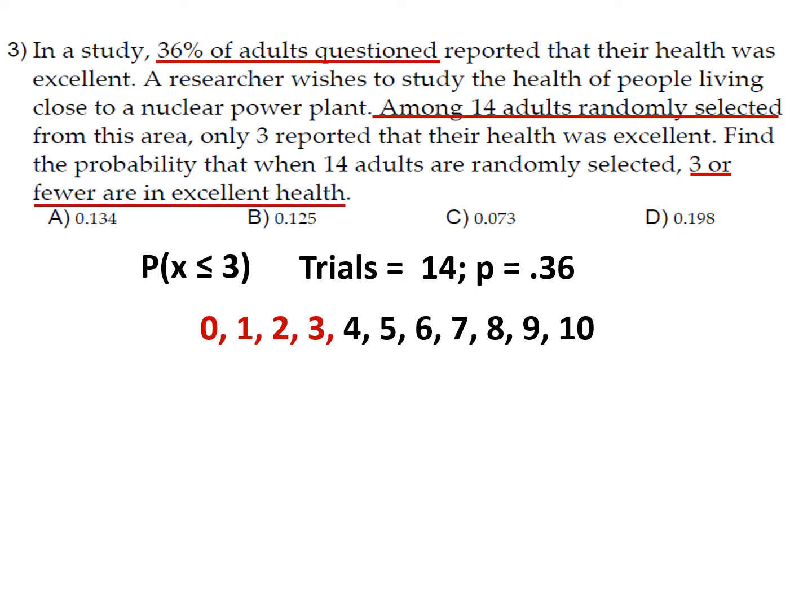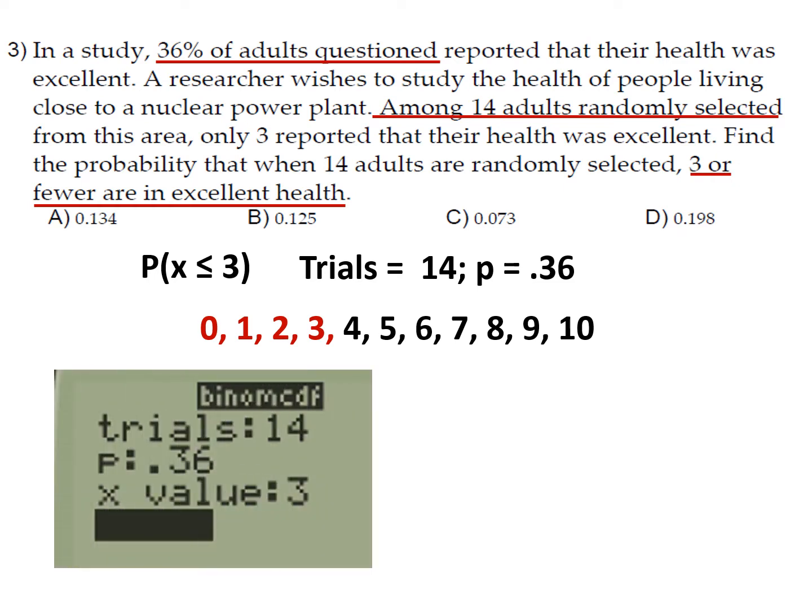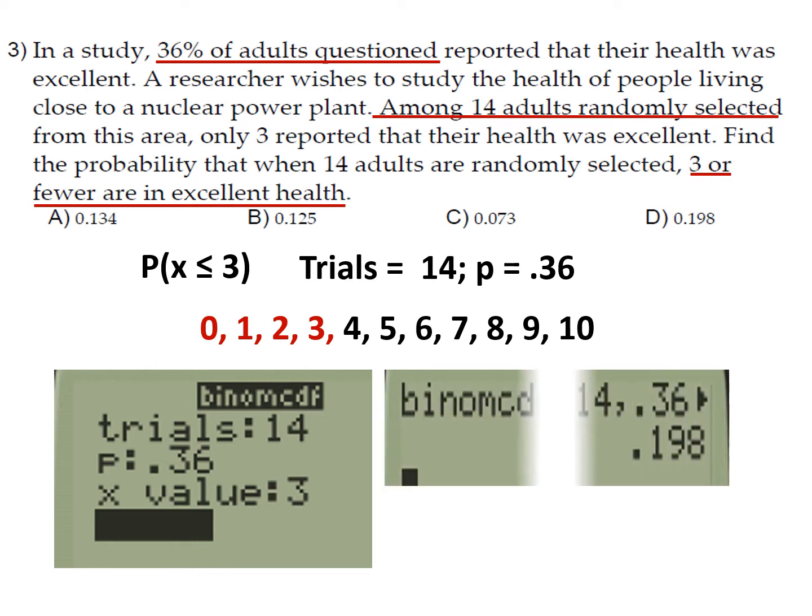I like this because I don't need to subtract from 1. I'm finding what we refer to as the front end, right? There's no need of any subtraction, and I'm not looking for the back end. So binomial CDF, there's my 14 trials, 0.36 is my probability of success. And I want the calculator using CDF to add the probability of 0 with 1, with 2, with 3, and then stop right after it hits the answer to 3. 0.198, CDF, front end.